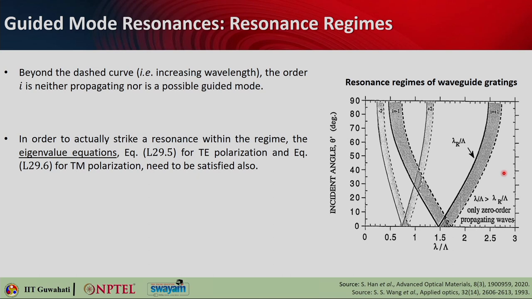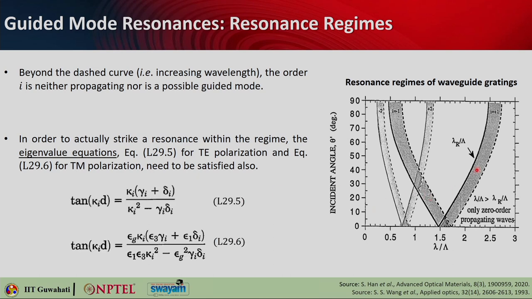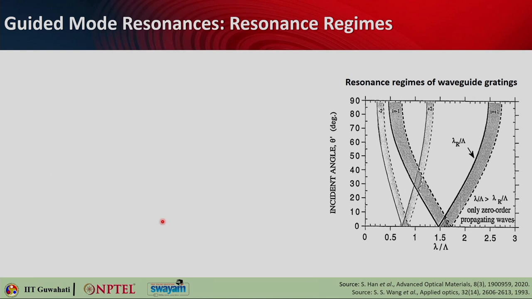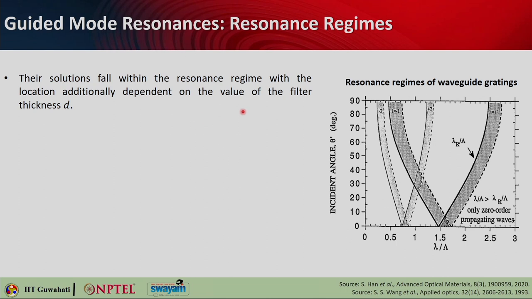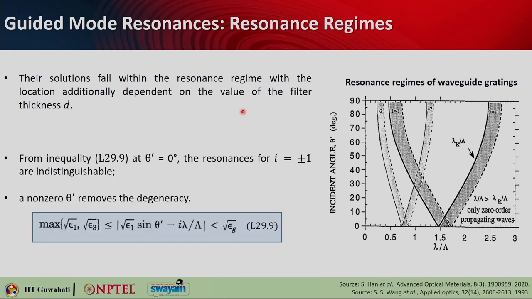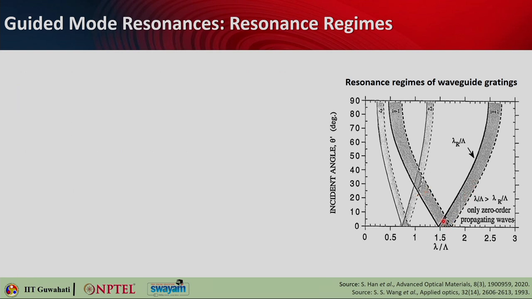So, in order to strike a resonance with this particular regime, the eigenvalue equations need to be satisfied. So these are the equations that need to be satisfied to fall within this particular regime, right? These are the supported modes which can propagate and leak out and give you that resonance. Now, their solutions fall within the resonance regime with the location additionally dependent on the thickness of the filter, that is the parameter d. So here you can see at 0 degrees, the resonance of plus minus 1 is indistinguishable because they are overlapping here, and at non-zero theta, you can put plus minus 1 and you can see that they do not have the degeneracy anymore.